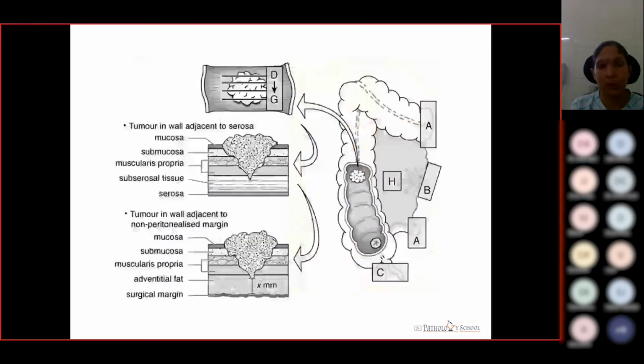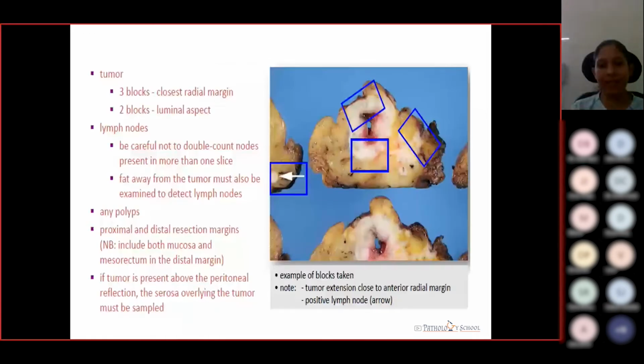So what sections are we supposed to take? At least 3 blocks with the tumor and the circumferential radial margin, 2 blocks of the tumor from the luminal aspect, the proximal and distal margins, and lymph nodes. Especially the mesorectal lymph nodes, there is a note about lymph nodes. If a lymph node is completely involved by tumor, and one cannot identify any lymphocytic follicles in the lymph node, then it qualifies as a tumor satellite nodule, and according to the staging, it will come as N1c. It will not be counted in the regional lymph nodes.